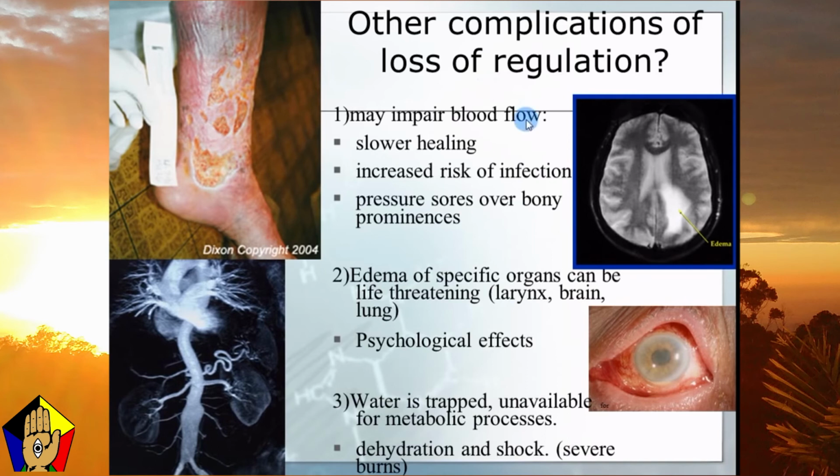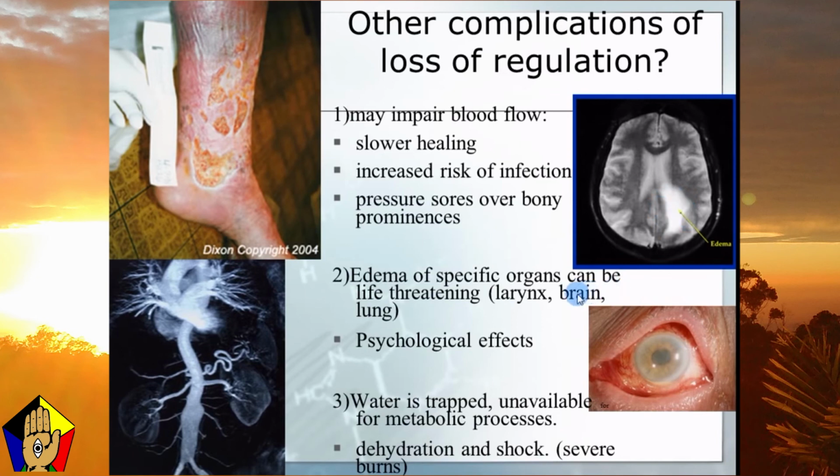One is, it impairs the blood flow. So the bad thing is that if you have impaired blood flow, anytime you get a sore or a wound, it's going to cause slower healing. It's going to increase the risk of infection. And usually over bony areas that have the most pressure where you're compressing it are where you're going to see most of the damage. Right? You can have edema in specific organs. So in this situation, here you can see edema in the brain. It's causing depression in the brain, can cause problems, psychological problems, physiological problems.